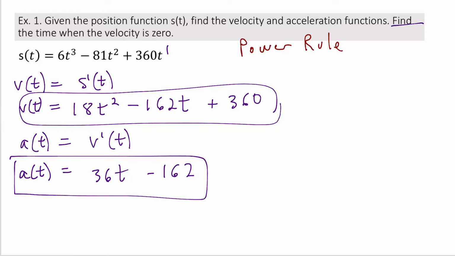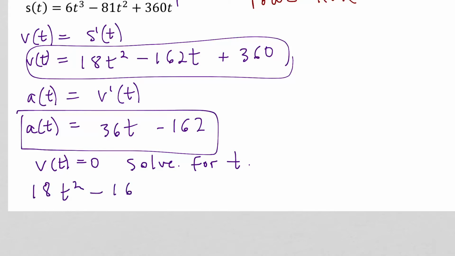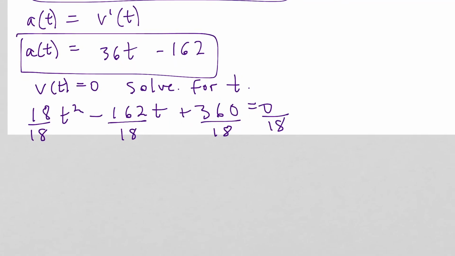We're also asked to find the time when the velocity is 0. To do that, you're going to set your velocity function equal to 0 and solve it. So we're solving for t. I have 18t squared minus 162t plus 360 is equal to 0. If you can see that this has a GCF, you can divide out by the GCF and make your factoring simpler.